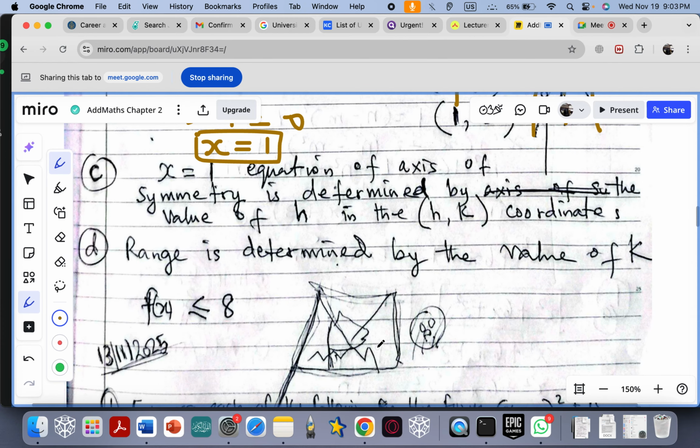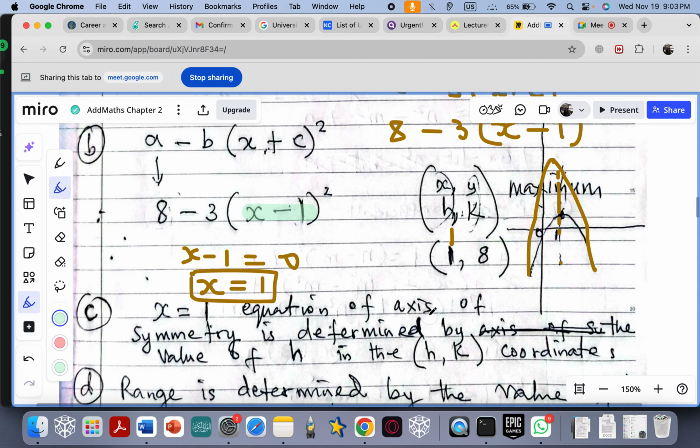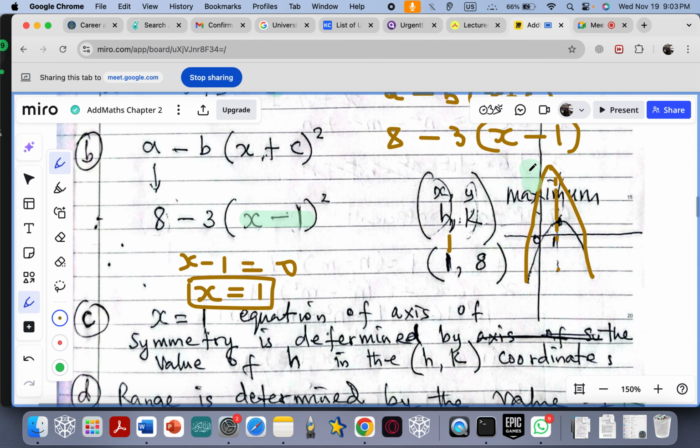Then the last one is the range. It says find the range of the function f of x. The range, remember, is determined by k. The value of k is 8. So you just say f of x is less than or equal to 8. You can see 8 is the value here.